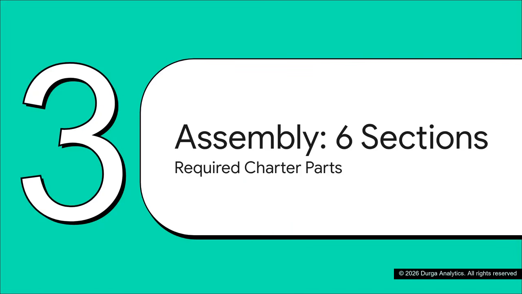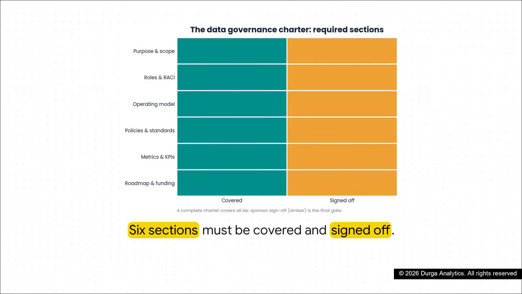All right, Section 3, Assembly, the 6 sections. This brilliantly illustrates the structural blocks of our charter. On one side, you see the 6 required sections, but I want you to pay close attention to that final amber gate at the end. Just writing the sections only gives you a draft. It's that sponsor sign-off, that final gate that transforms this document into a powerful operational mandate.